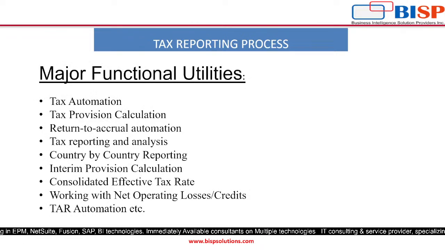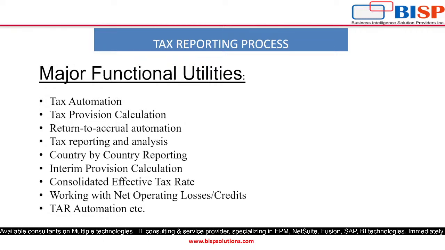Now we'll see the major functional utilities of TRCS. First is tax automation. That means we can easily load the data from ERP to the tax reporting software, and we can load the tax accounts, trial balance data, tax rates and deferred tax calculation rates, and then automate the entire calculation process with TRCS. You just need to load your trial balance, tax rates, and deferred tax calculation rates, and TRCS will automate the entire tax calculation process.